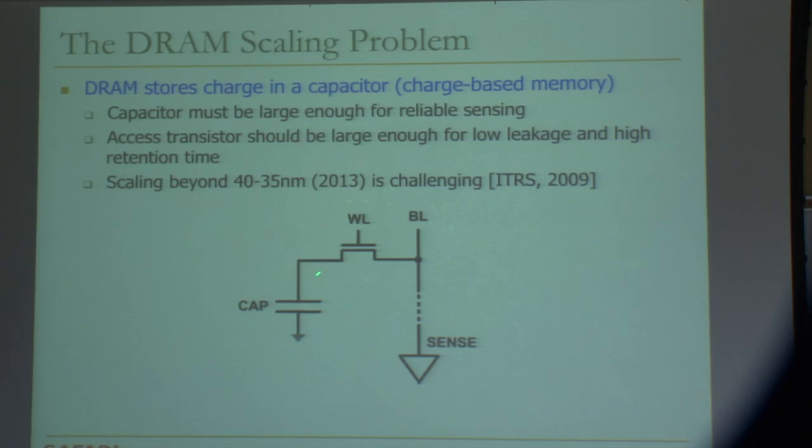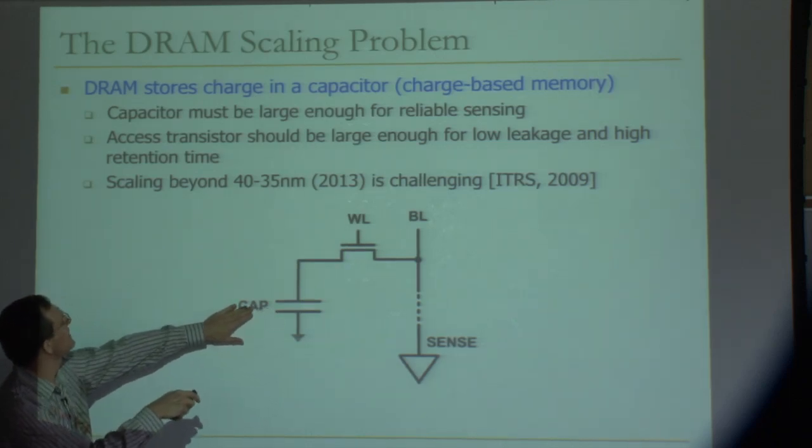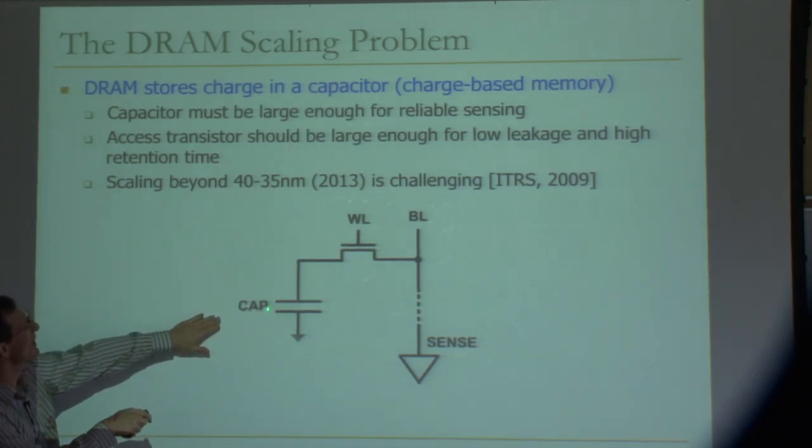Basically, DRAM stores charge in a capacitor, right? It's charge-based memory. It's really that capacitor where you store the charge, but you also need an access transistor to see whether the charge is present or absent in this capacitor. And both of these must be large enough for reliable sensing. This capacitor must be large enough for reliable sensing.